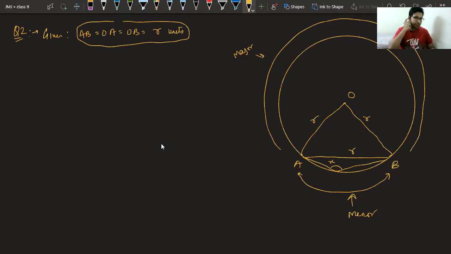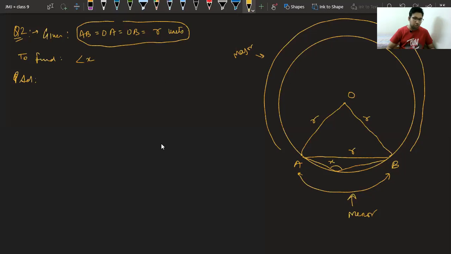Others, please try fast. What is the reason of telling this thing that OA equal to OB equal to R? This triangle is an equilateral triangle. Vaishnav says simply 360 by 2. No, beta. First of all, this triangle OAB is an equilateral triangle. We have to find angle x. So what is the solution?